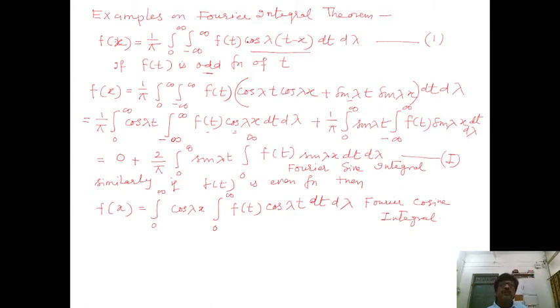We shall note this property of the Fourier integral. If the function is an odd function, then its Fourier integral is nothing but the Fourier sine integral. Whereas if the function is an even function, then its Fourier integral is nothing but the Fourier cosine integral. So, subject to this, we shall solve examples on the Fourier integral theorem. So, example number 1.